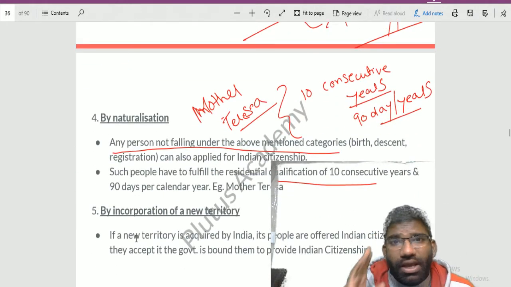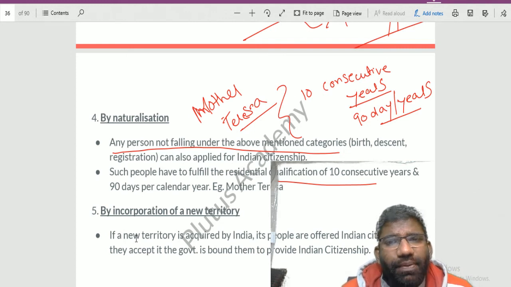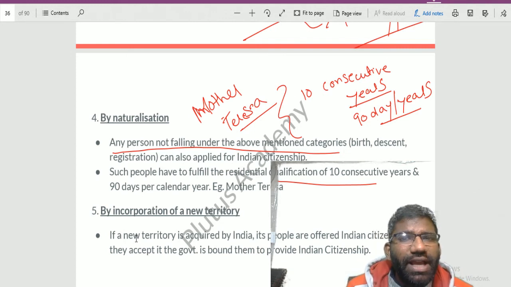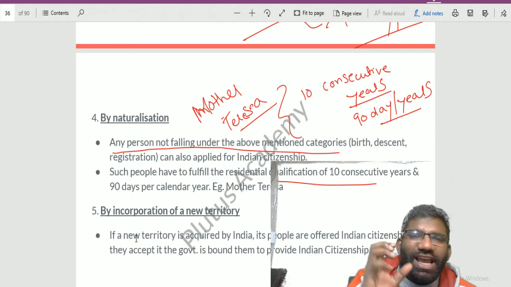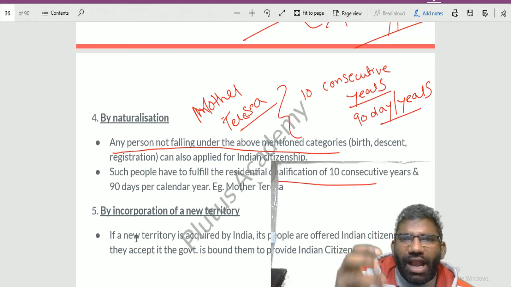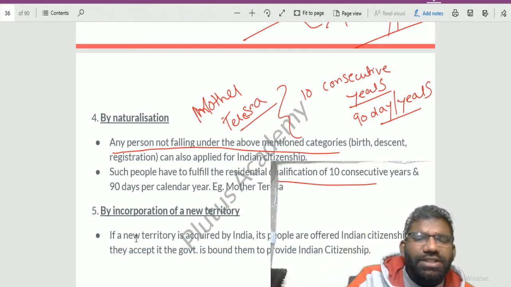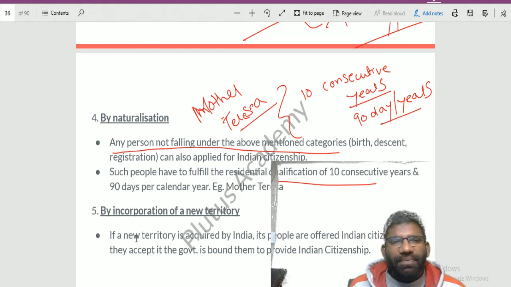By naturalization, if a person is not able to get the citizenship by descent, by registration, or by birth, then he can get the citizenship by the process of naturalization. 10 consecutive years, 90 days per year. The example is Mother Teresa. And the last mode of acquiring Indian citizenship is by incorporation of a new territory. If we acquire a territory and the people residing in that territory are willing to get Indian citizenship, they have every right to get Indian citizenship, and the government of India is liable to provide them Indian citizenship. These were the 5 modes of acquiring Indian citizenship. Thank you.